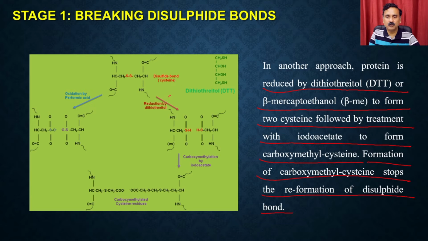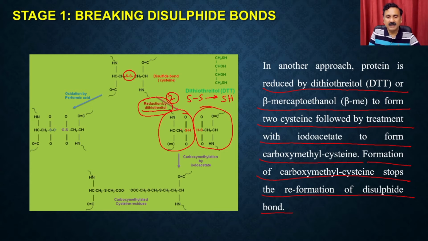So in approach 2, what you are going to do is add the DTT. DTT is a reducing agent. Once you reduce the disulfide linkages, the SS is going to get converted into SH, and that's how you have the two peptide chains where the disulfide bond is broken.